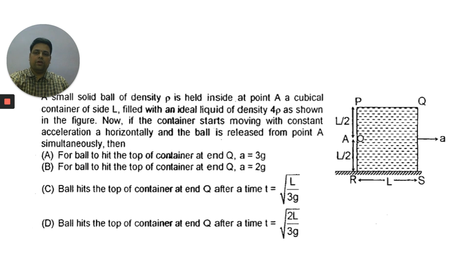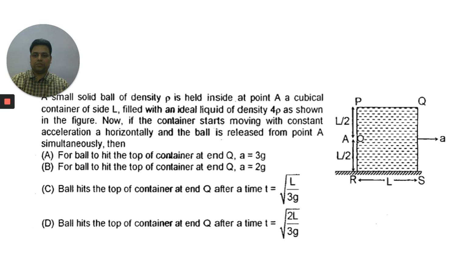Here, I'm adding a new question, this one from fluids. A small solid ball of density rho is held at point A in a cubical container of side L, filled with an ideal liquid of density 4 rho as shown in the figure. Now, if the container starts moving with constant acceleration A horizontally and the ball is released from point A simultaneously, then you are given the options.